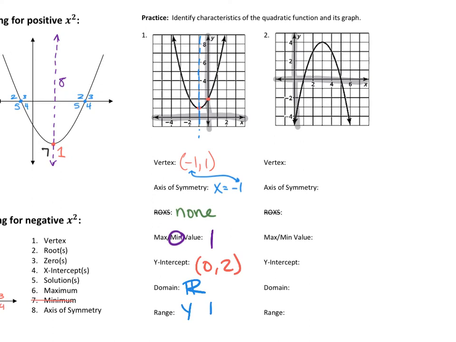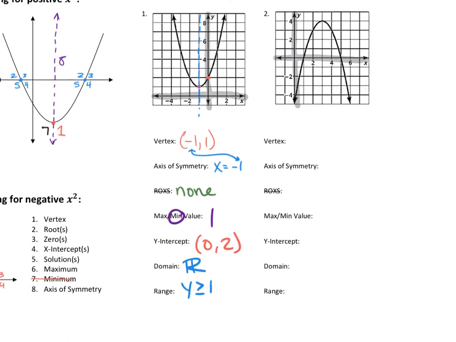Now we just have to decide if the whole thing's above or below it. Above. It's a happy parabola. Greater than or equal to, so it's above. So visually, it's literally above it. So the above symbol is the greater than or equal to. That's above. No, it's 0, 2.